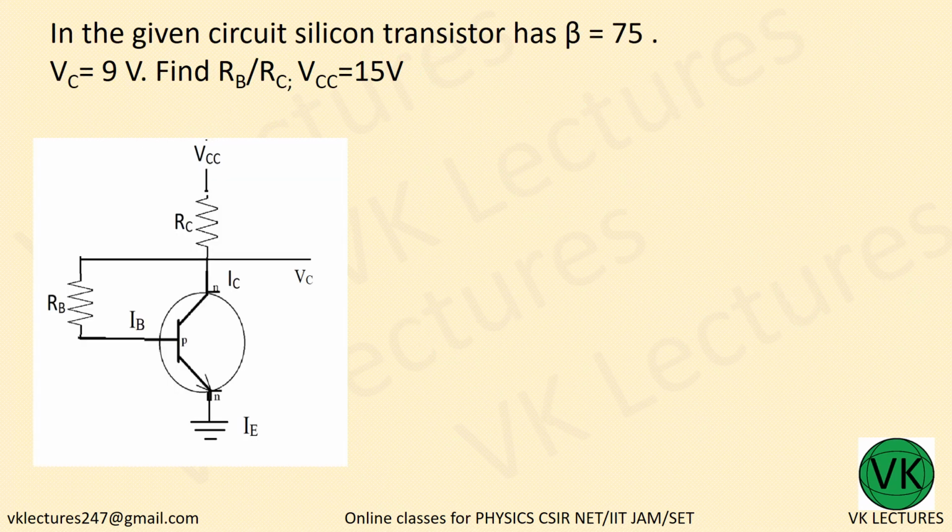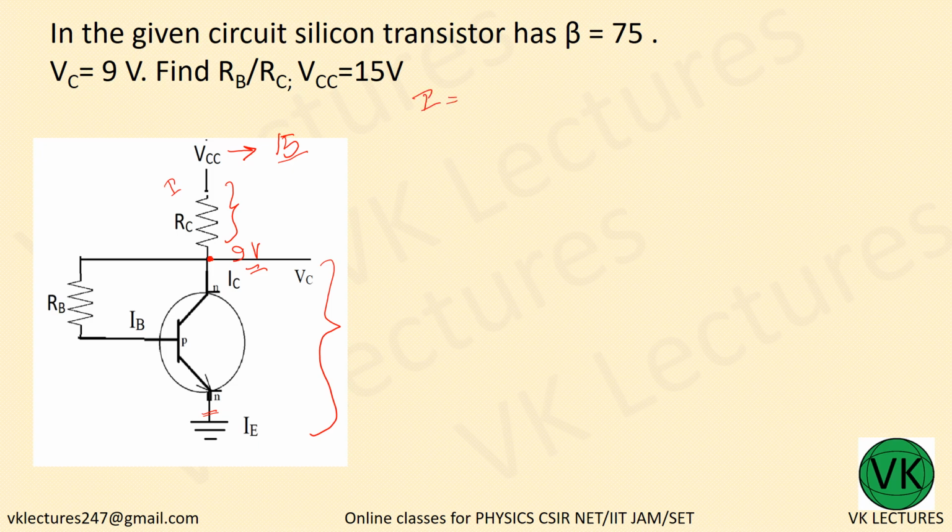See, potential at C is given. This collector potential is given. So VC is equal to 9 volt. VCC is also given, 15. So this much drop is 9 volt because there is no drop across collector. So 9 volt, 15 volt. So what will be the current through this C or this particular thing? So this, let me write this as I.